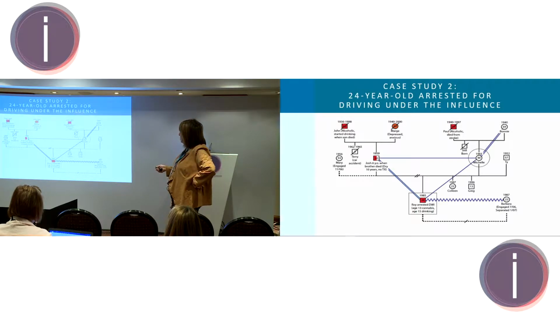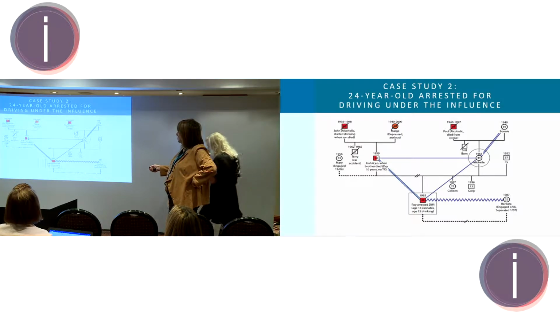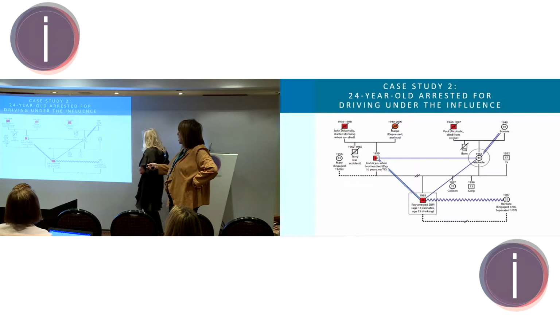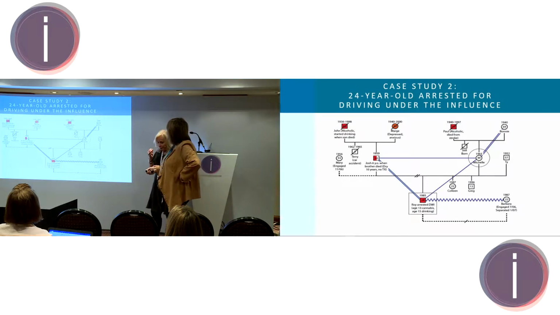Mom Michelle is close with her mother, has an alcoholic, again, father, and had a brother who was stillborn. So we see alcohol and other things in the family system.